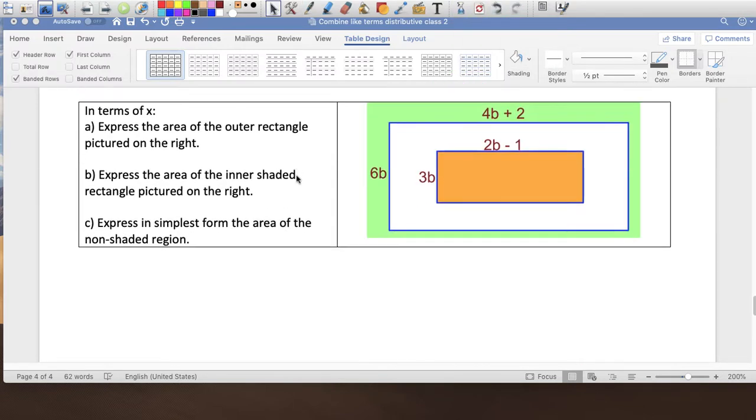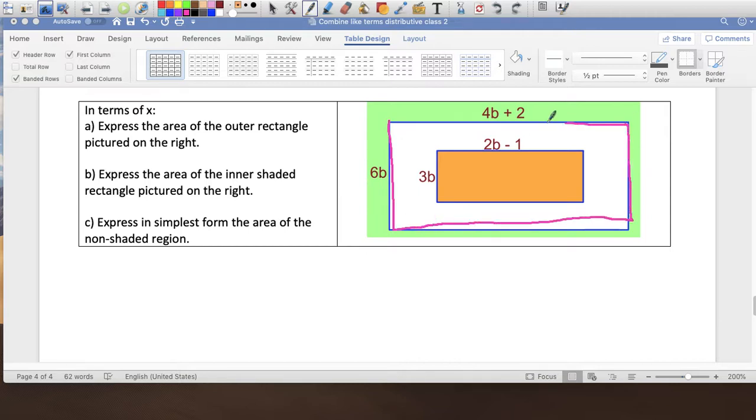And we got finally this question. In terms of x, express the area of the outer rectangle, pictured on the right. So the outer rectangle is this big rectangle in pink. How do we find the area of a rectangle? Well, it's base times height, right? Length times width. So it's 6b times 4b plus 2 to find the area. So I'm talking about this guy times this guy, right?